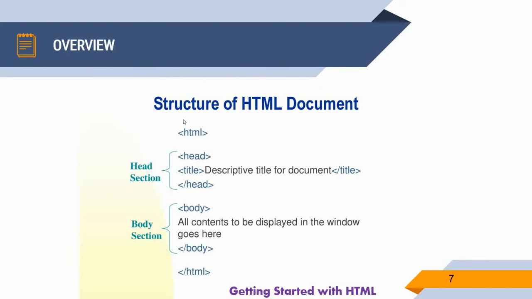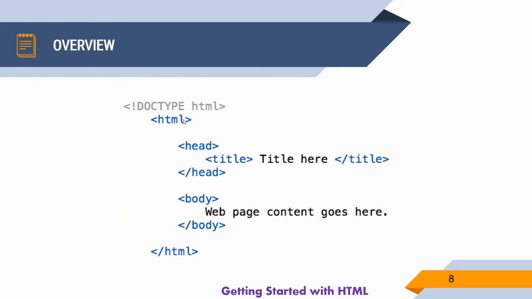So the structure of HTML is very simple. We have the head and we have the body. Under the head is where we have the title, and basically the head is just telling us brief information about what the HTML document is all about. While the body is where everything that's going to be displayed on the web page is going to be. So this is how the structure looks.